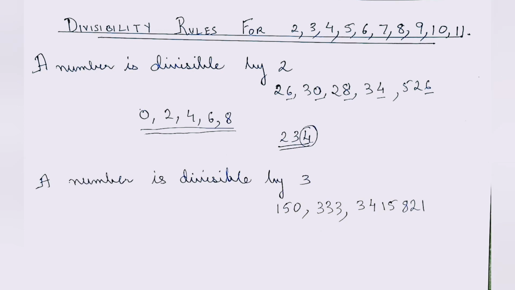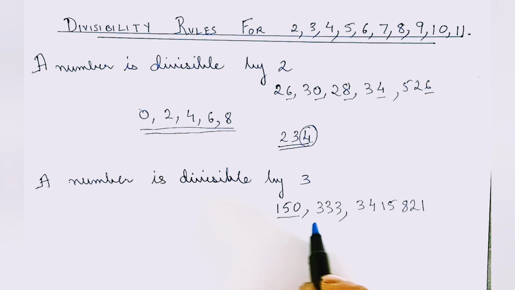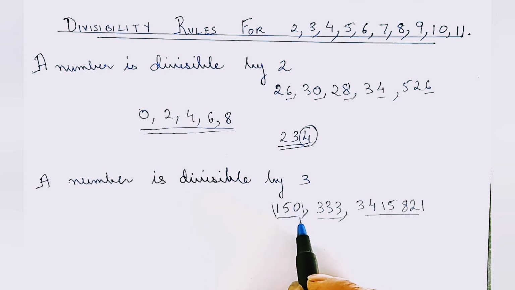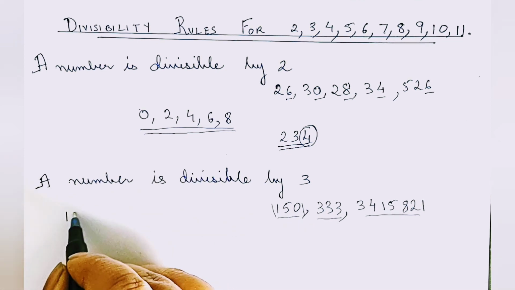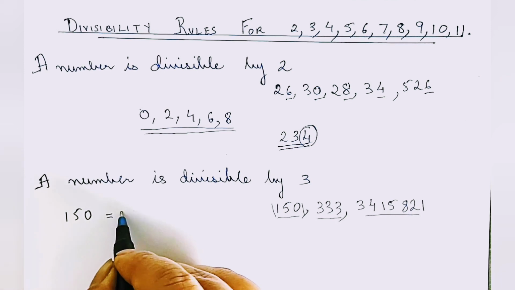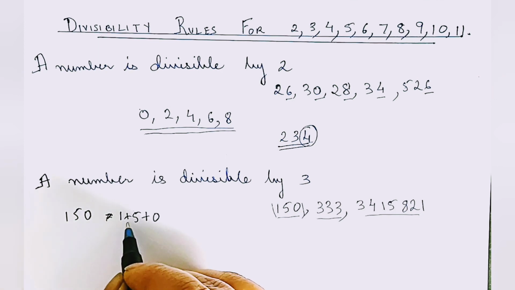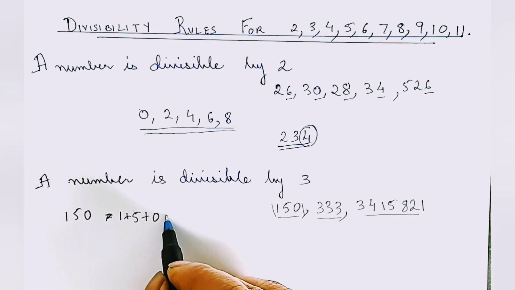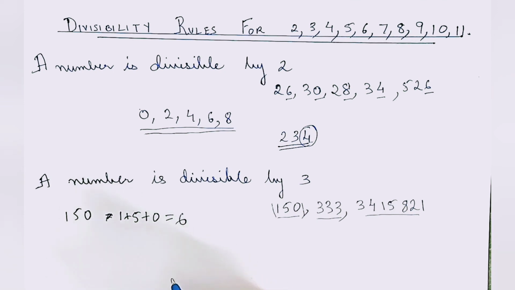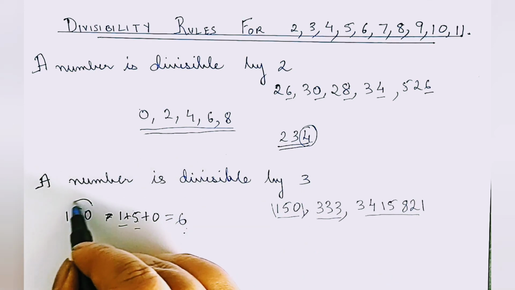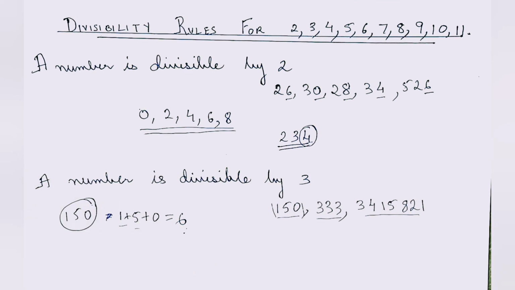8, 2 and 1. Okay, now what you have to do, friends, you have to add the numbers. You have to add all these numbers. Now for this one, it is 150. So if you add 1 plus 5 plus 0, what you are getting is 5 plus 1 is equal to 6, right? So you know that 6 is a multiple of 3, that is 3 twos are 6. Therefore this particular number is divisible by 3.